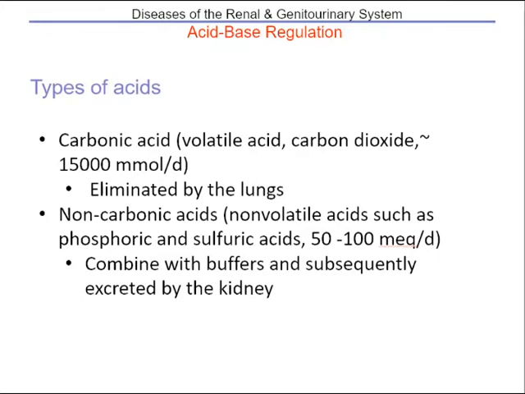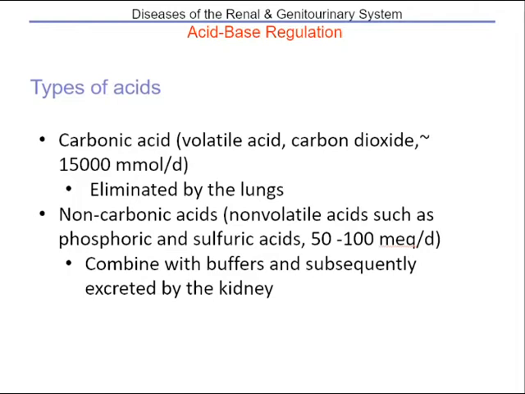So generally, you can classify your acids into two categories. One is your carbonic acid, the other is your non-carbonic acid. The difference is that carbonic acid is generally associated with volatile acids or with carbon dioxide, and usually the body produces about 15,000 millimole per day, and most of these are eliminated through the lungs.